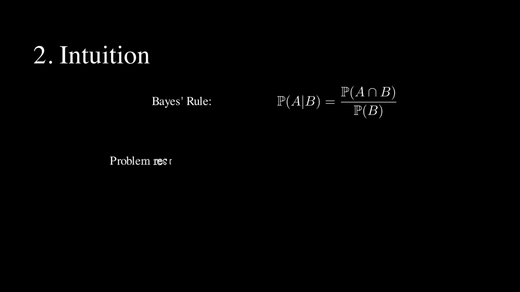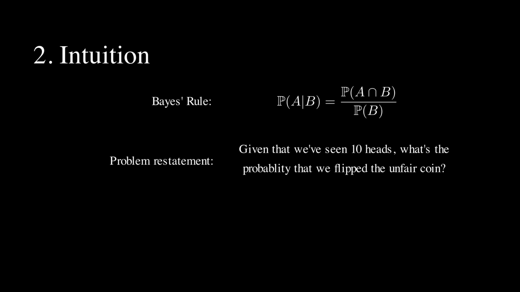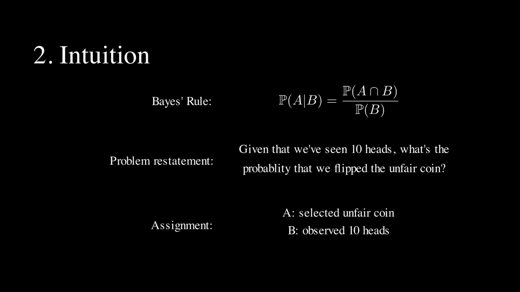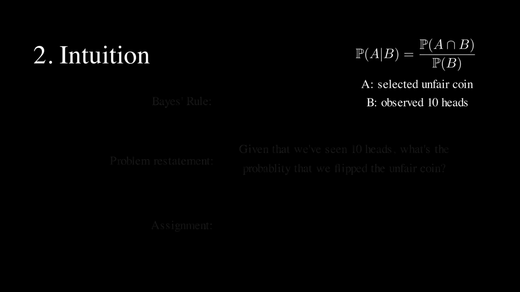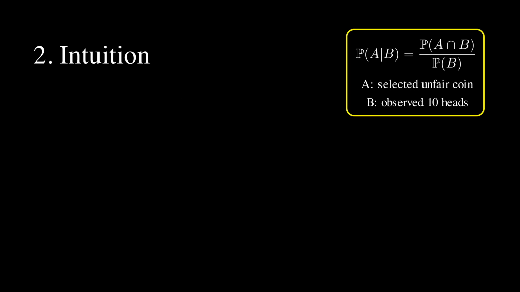We can now restate the problem by saying that given that we've seen 10 heads, what's the probability that we flipped the unfair coin? And we can assign to event A selecting the unfair coin and to event B observing 10 heads. Formulating this problem accordingly, we can begin our calculation.